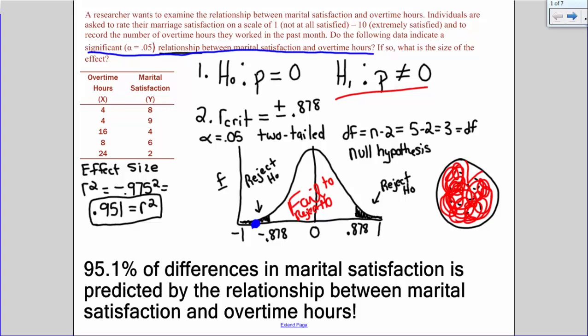Now this can be kind of problematic because we don't know which is the independent variable and which is the dependent variable. So maybe it's the other way around. Maybe it's marital satisfaction predicting overtime hours. But regardless, we know we have a really large effect size.